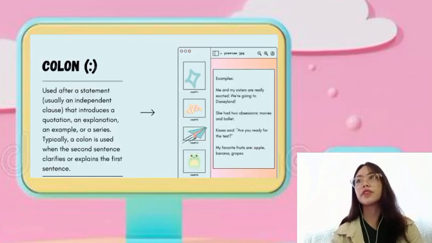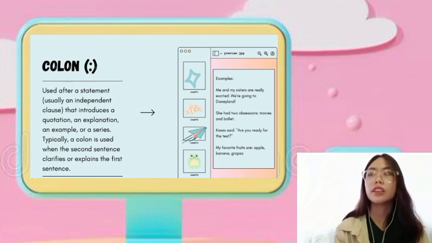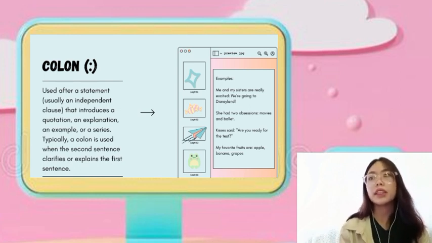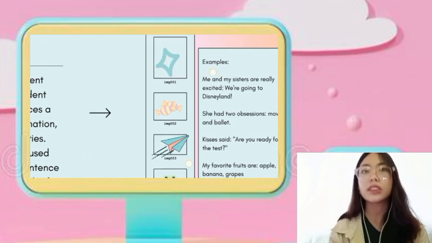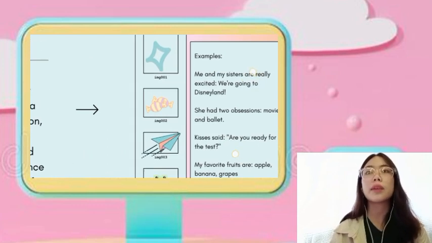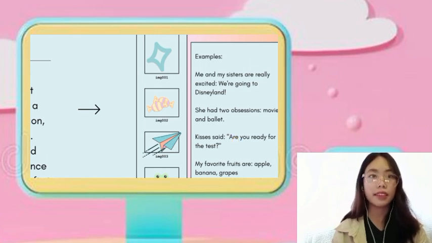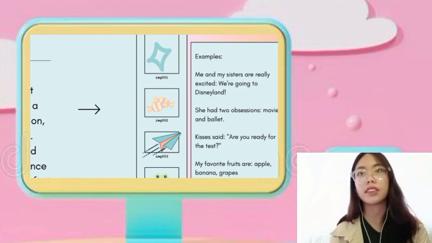Colon is used after a statement, usually an independent clause that introduces a quotation, an explanation, an example, or a series. Typically, a colon is used when the second sentence clarifies or explains the first sentence. Examples. First example: me and my sisters are really excited; we're going to Disneyland.